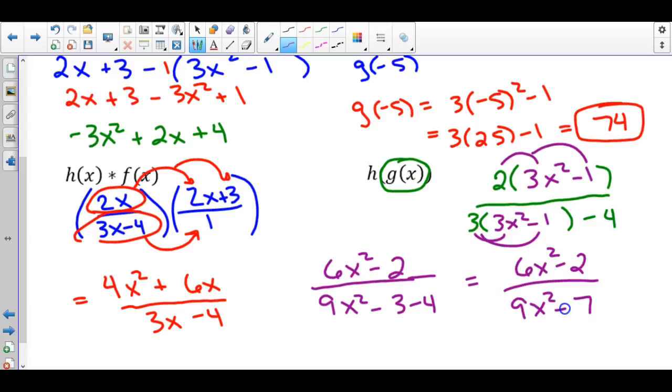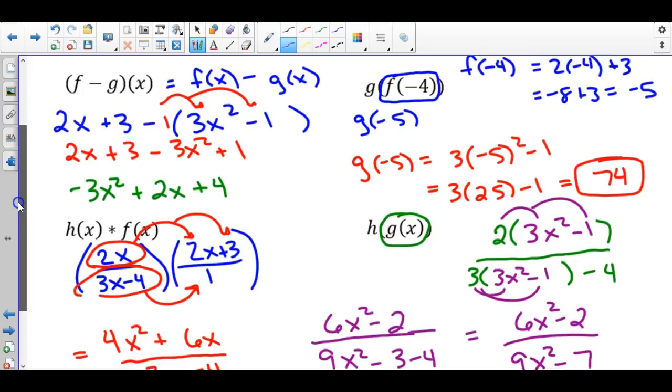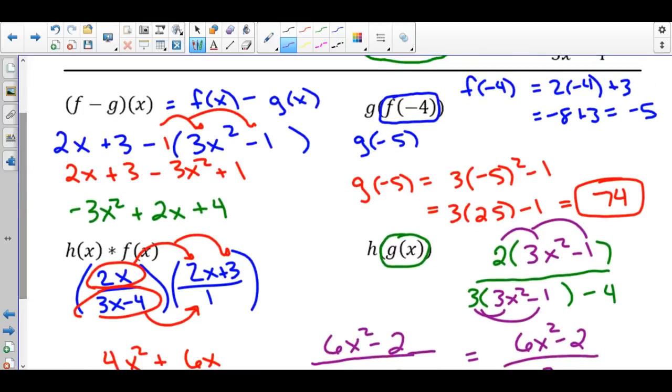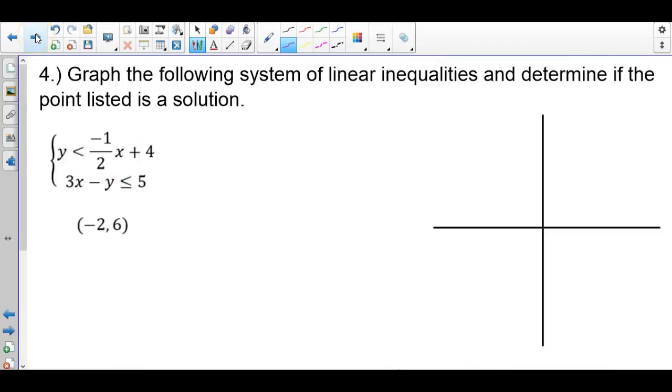So again, that's a composition. All four of those, or I should say, 2 of them are compositions, 2 of them just the subtraction and multiplication. We'll move on to inequalities then.